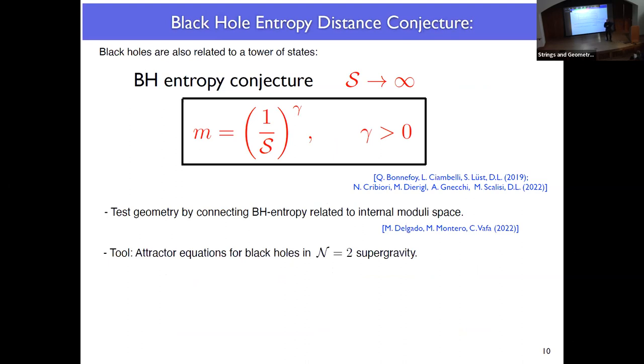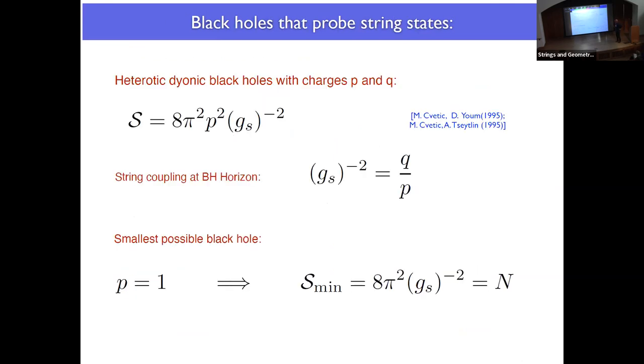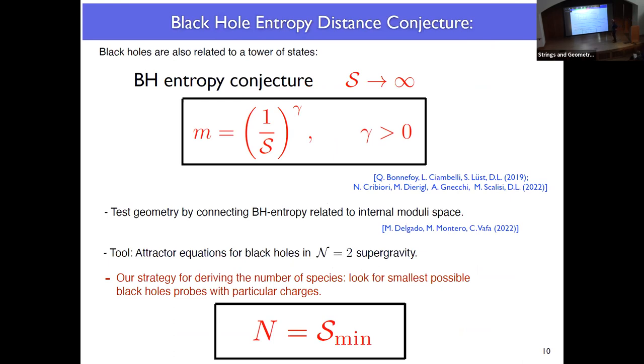Another way to see why black holes have to do with the tower of states and the species is the so-called black hole entropy conjecture, which in particular holds for large black hole entropies. You get a statement similar to the other distance arguments, that there is a tower of states which scales inversely with the black hole entropy, again raised to some power. It's something we proposed some years ago with Bonnefoy, Ciambelli, and Severin Lüst, and we also worked on that last year with Markus Dierigl, Alessandro Nirki, and Marco Carlisi. And this test also worked nicely.